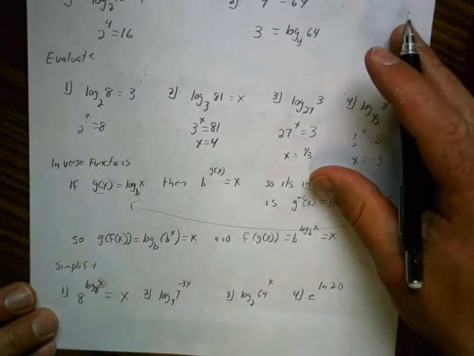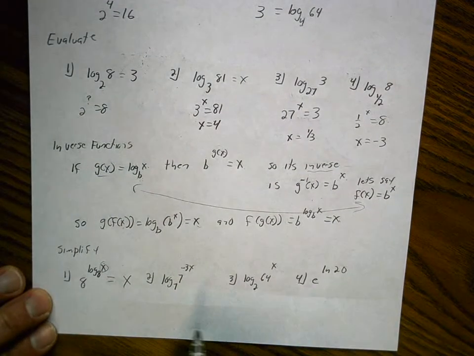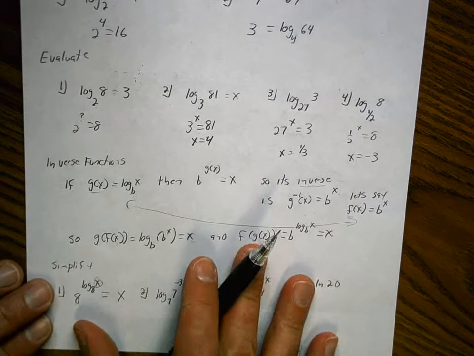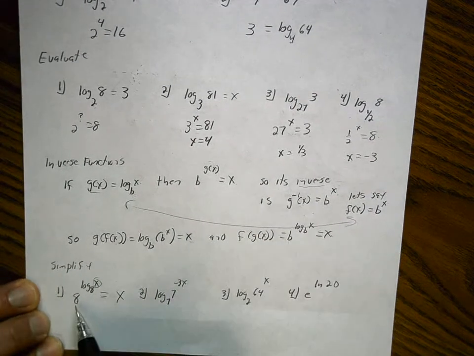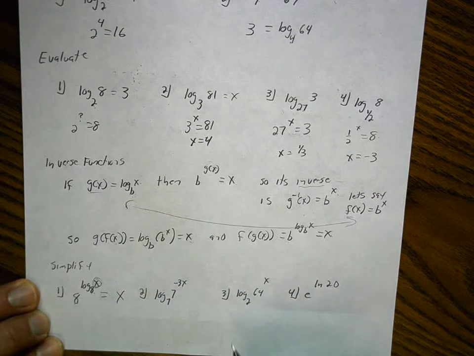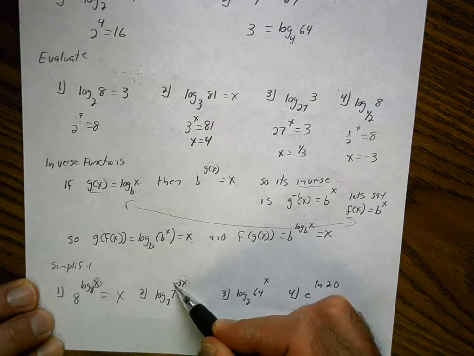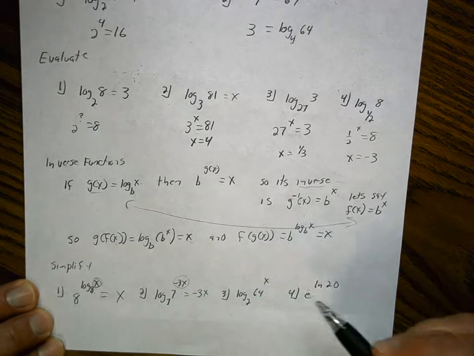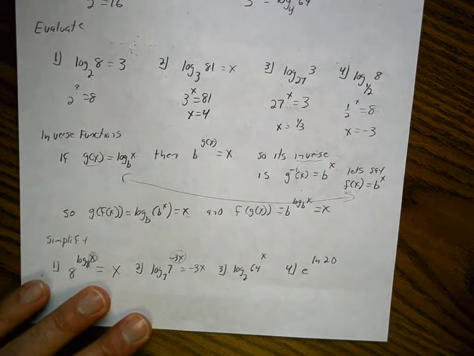Okay, to continue this section, I had to pause the video here. So we are on the inverses here. If I use that inverse property, if I notice the bases are the same, it just simplifies down to the x there. This one here, the bases are the same, so this whole thing simplifies down to negative 3x. This one here, the bases are not the same, so we cannot simplify that.